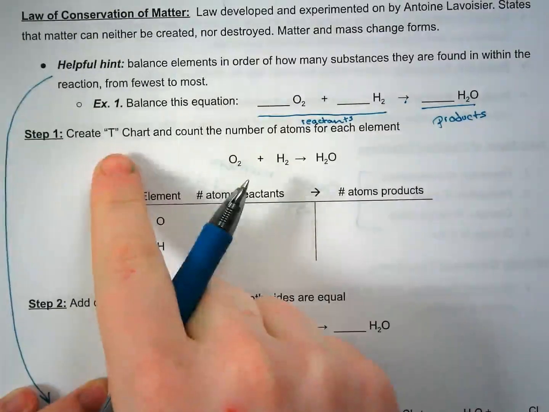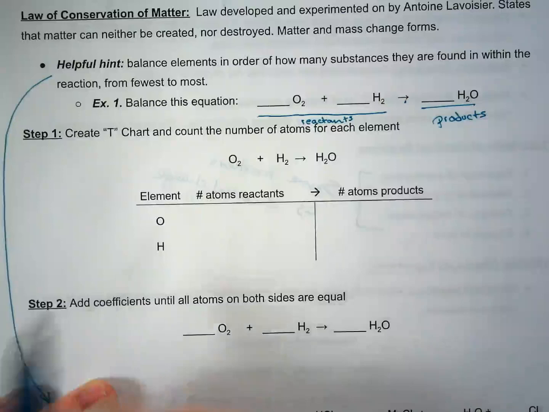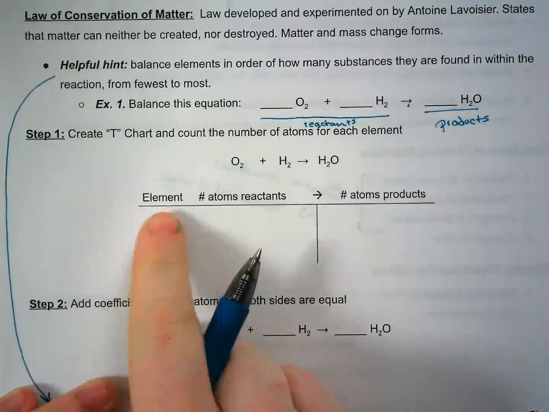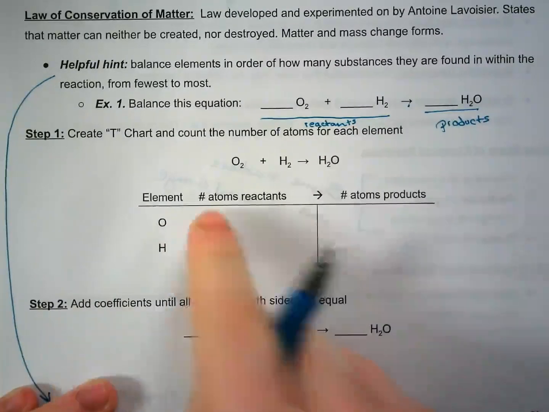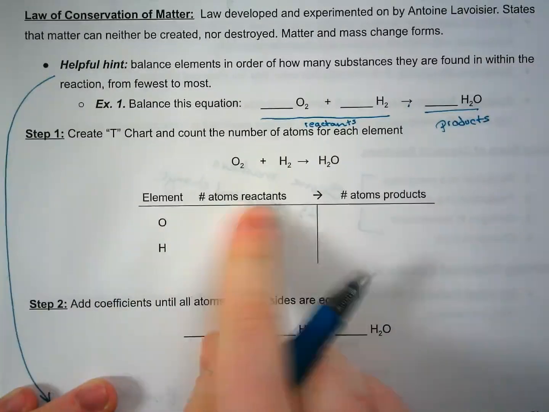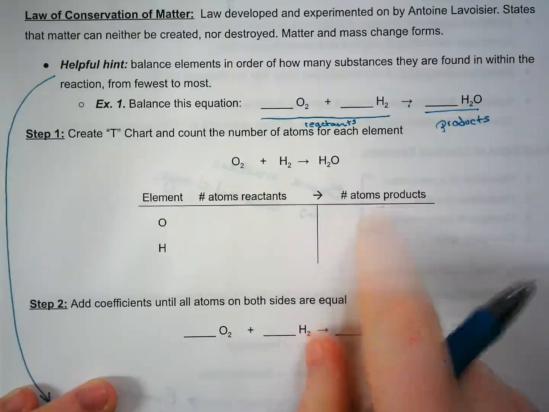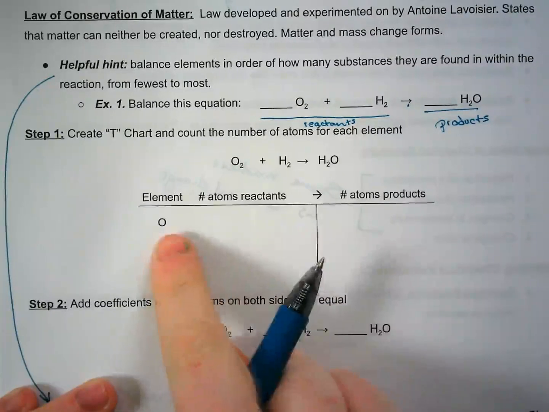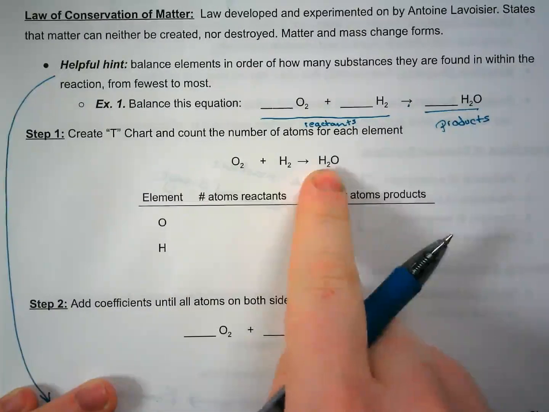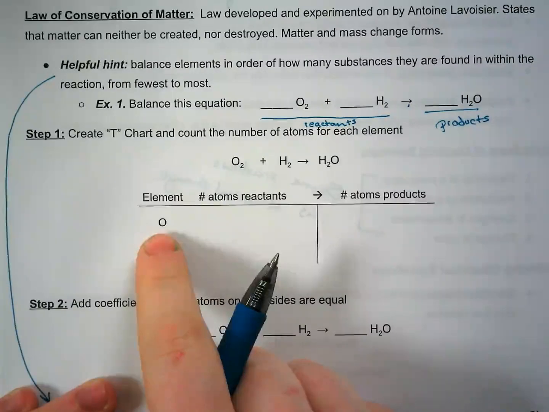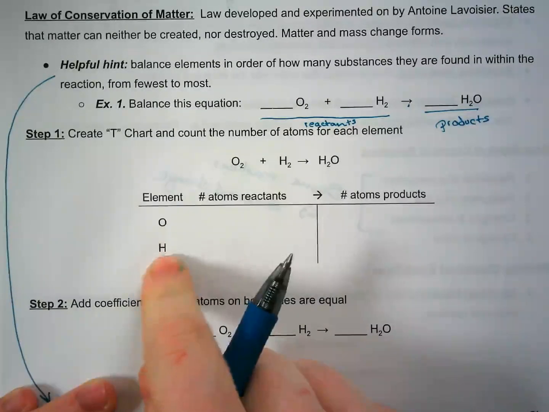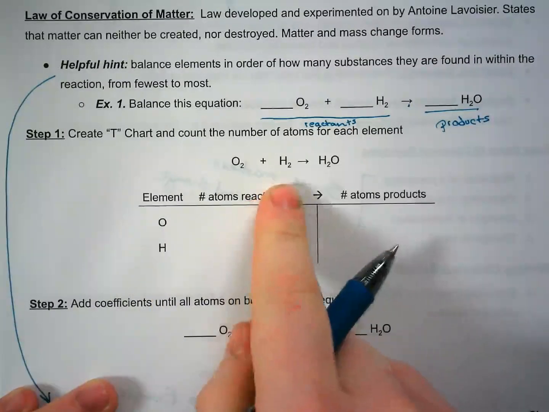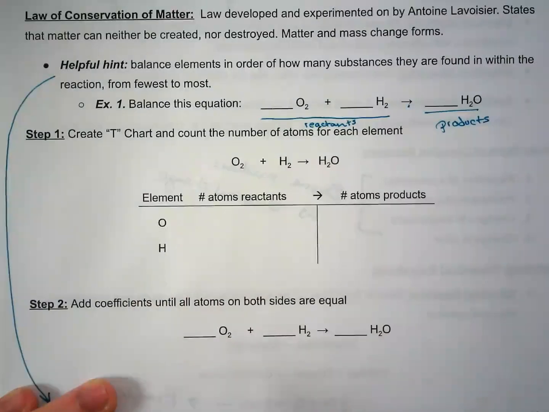So step 1 is that you're going to create a T-chart and count the number of atoms for each element. So you're going to quickly make a T-chart. You're going to write element, or E, over here, number of atoms for the reactants, and then number of atoms for the products. Also include your little arrow up there. Okay. And then you're going to read your equation from left to right, and write down the elements you run into, in order. So if we start here, we run into oxygen first, so we write O, and then we run into hydrogen, so we write H.